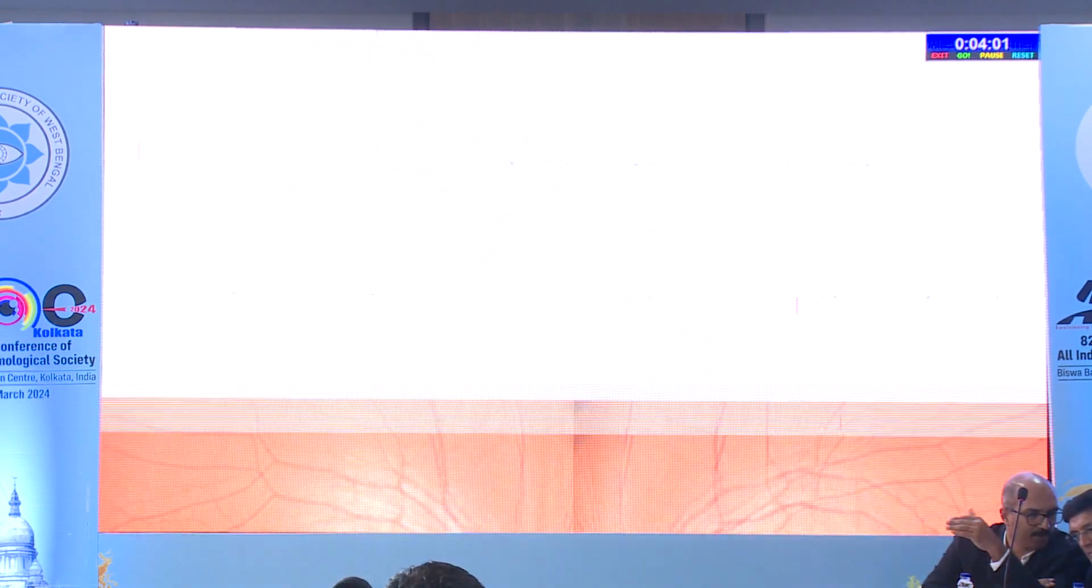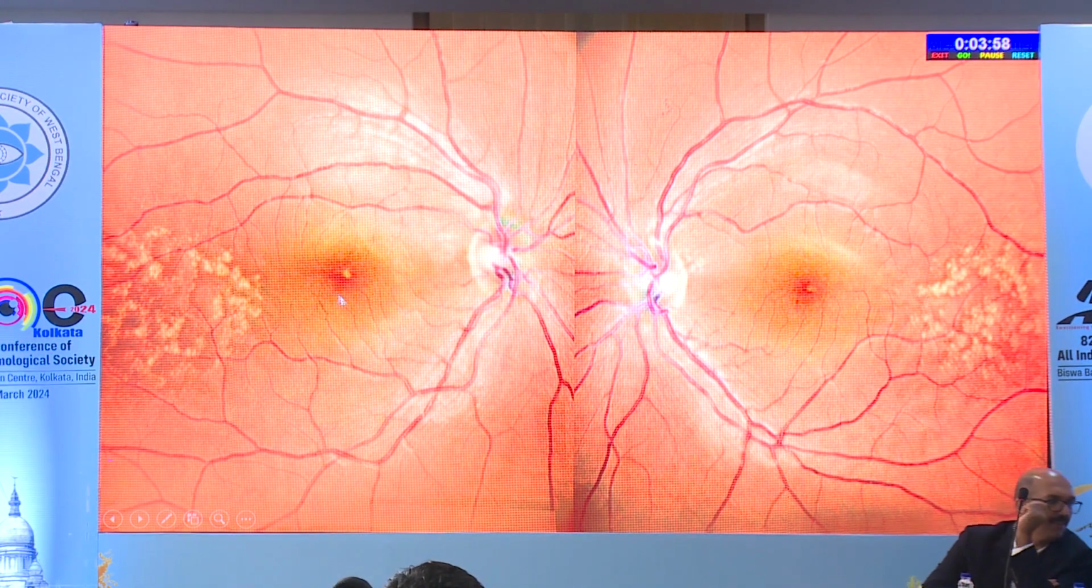A case of dominant drusen. In this color photo, you see that the drusen are only parafoveal, temporal to the fovea.